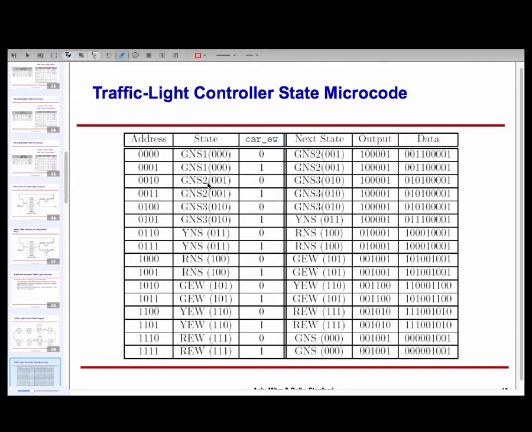Now if you look at the first 2 addresses, 0000 and 0001, the current state bits are the same, but they differ in the value for the input. Then in each location I'm going to have the value for the lights control, which is 6 bits, and I also need values for the next state, which is 3 bits. Together, the next state and the output will form the data, which is 9 bits.